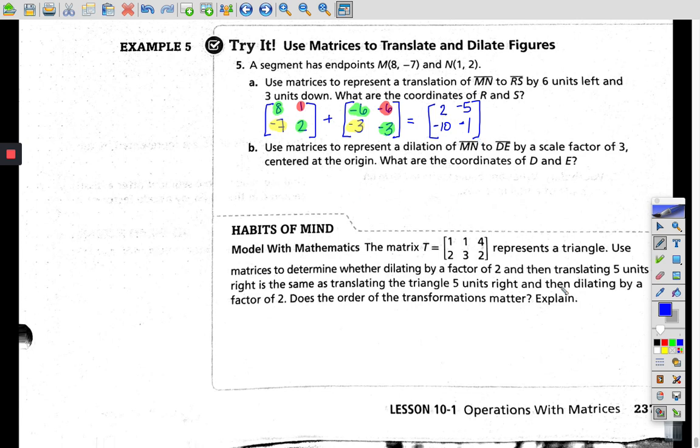So this tells us our coordinates. This is our coordinates for R. This would be our coordinates for S. So my coordinates for R, I write as 2, negative 10. My coordinates for S, I write as negative 5, negative 1.